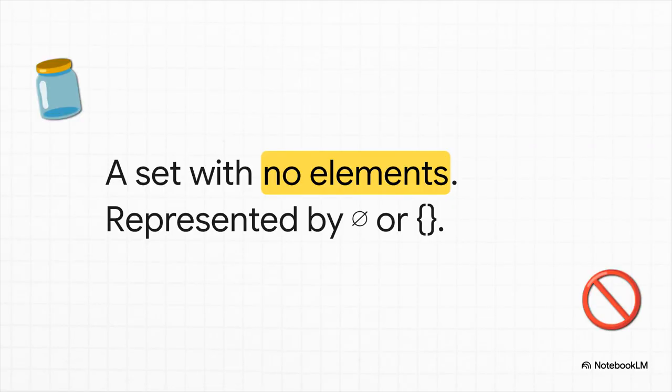But hey, sometimes a set's condition is literally impossible to meet. What if I asked you for a set of months with 35 days? Yeah, there aren't any. That leaves us with what we call the empty set, which is exactly what it sounds like. It has its own special symbols, a circle with a slash through it, or just a pair of empty curly brackets. Oh, and a quick tip, never put that 0 with a slash inside the curly brackets. That is a super common mistake on exams.